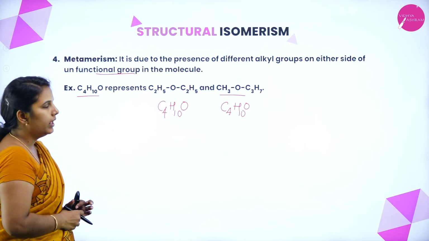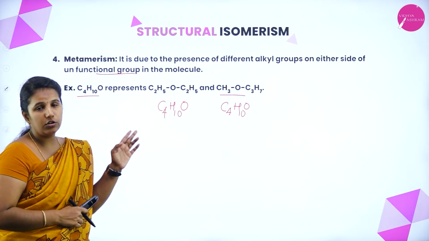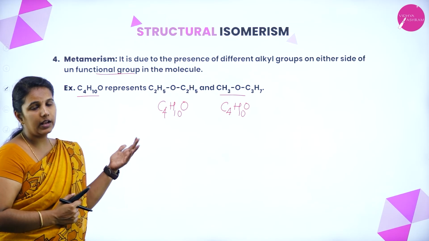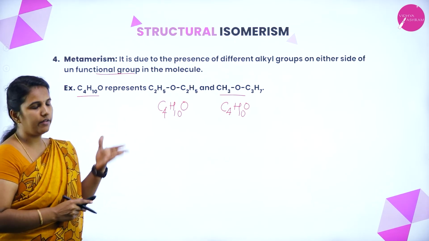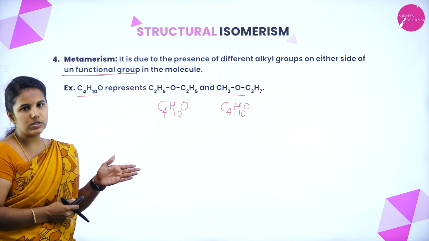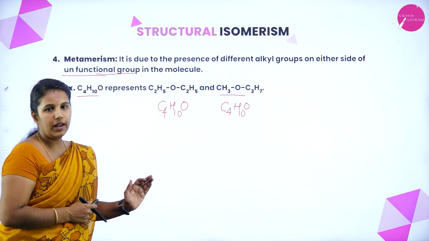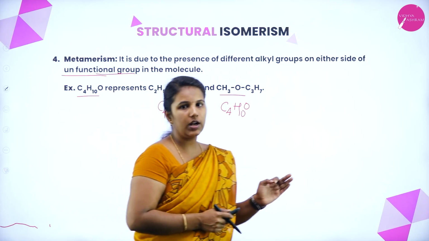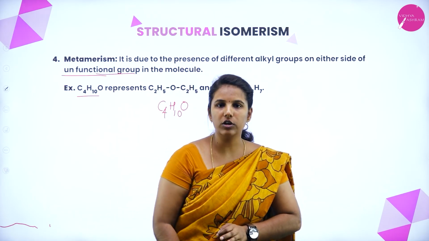This shows that on either side you can have different alkyl groups, and it is not a functional group, hence I have written functional group in a molecule. They are called what? Metamerism. So hope you have understood what is structural isomerism and its 4 types.